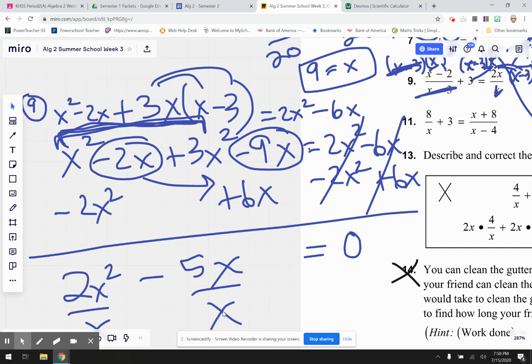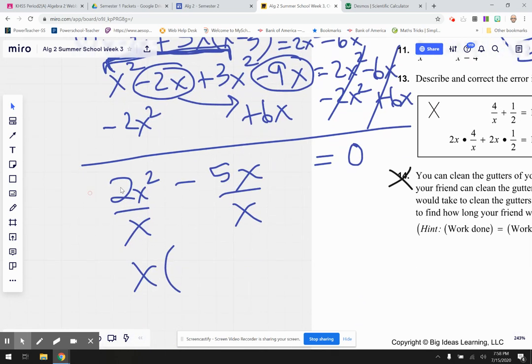So we can take a GCF out of here. They both have an x in it. This one has x and this one has x. But this one has x squared. So if I take away one x, I'm still going to have one left. So this is going to be 2x. These x's just cancel, and you get minus 5.